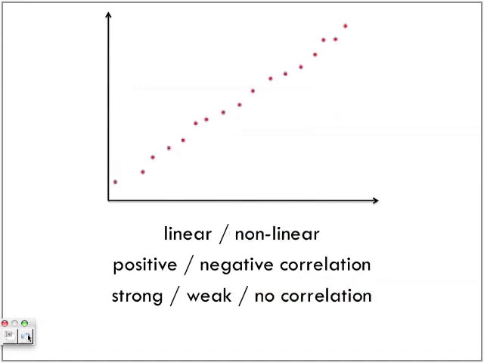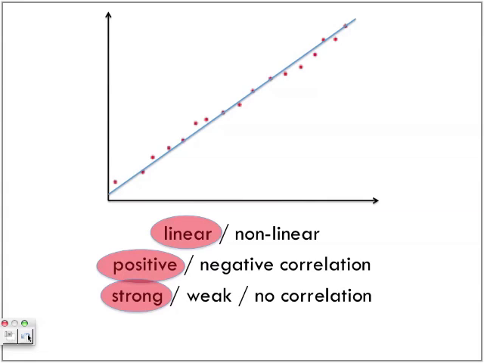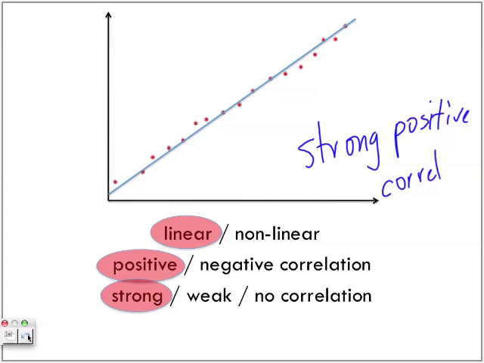I think this is the last one. Here's our line of best fit. Linear or nonlinear? Linear. Positive, negative? Positive. And strong, weak, no correlation? Strong. So when we label this, if I was to ask you to describe this scatter plot, you would describe it as a strong, positive, we can ignore the linear part, correlation. So strong, positive correlation.